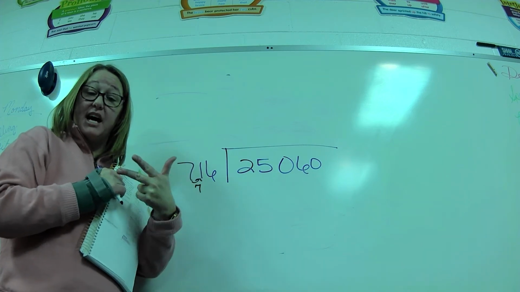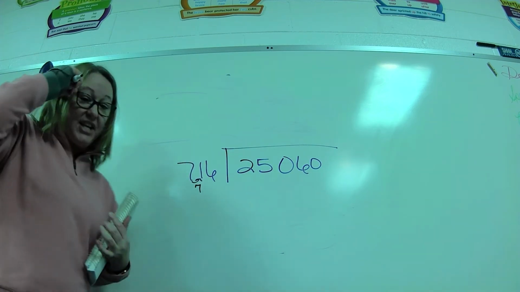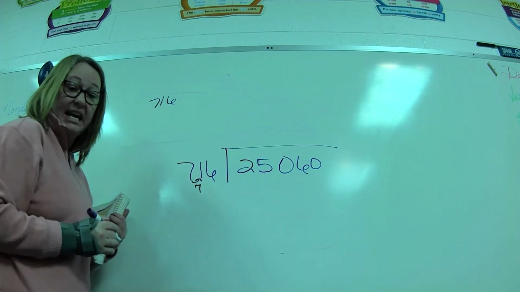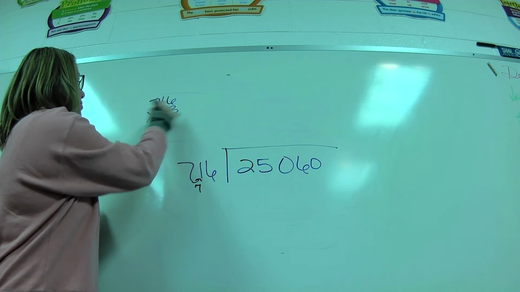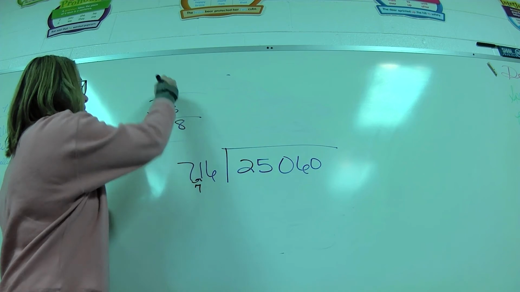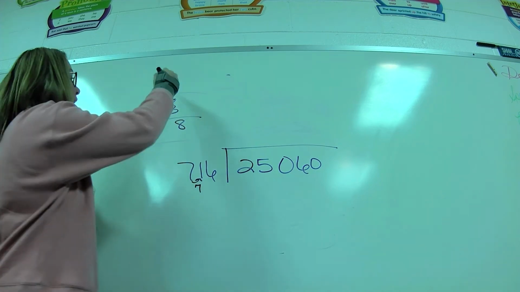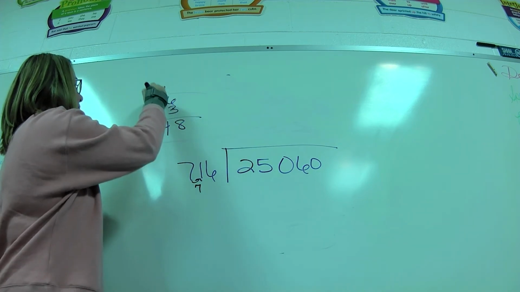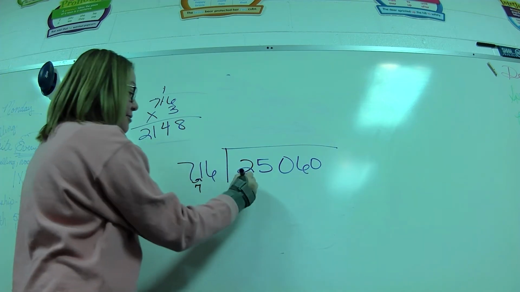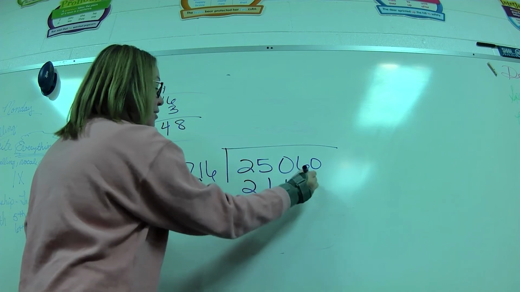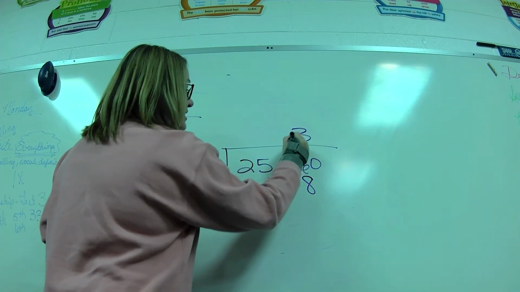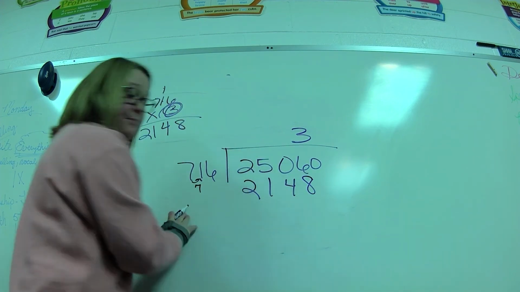So let's do it times 3. Well, remember that 7's only in my head. My divisor is actually 716. And I said start with 3. Make sure you multiply it all the way out. So 3 times 6 is 18. 3 times 1 is 3, plus 1 is 4. 3 times 7 is 21. Now I have 2, 1, 4, 8. That means I need to write 2, 1, 4, 8. I have to write this 3 above the 6 because I went into this whole number right here.